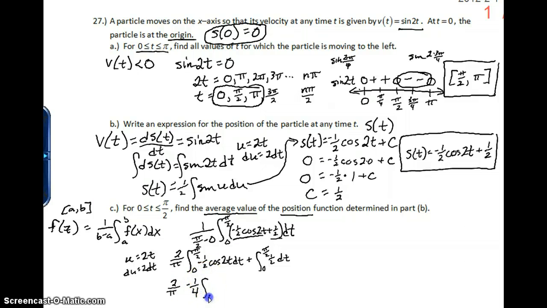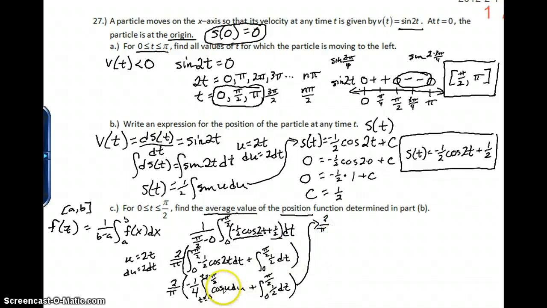Then I have the integral from 0 to pi over 2, keeping in mind that these are actually t values, t equals 0 to pi over 2, of the cosine of u du. Then I have the second integral, plus 0 to pi over 2 of just 1/2 dt. I don't need a u substitution there. And another thing that I didn't write in the first part is that we actually should have parentheses around the entire part so that we remember that the 2 over pi goes to everything. So now I will head up here. All right, so I'll bring the 2 over pi up.